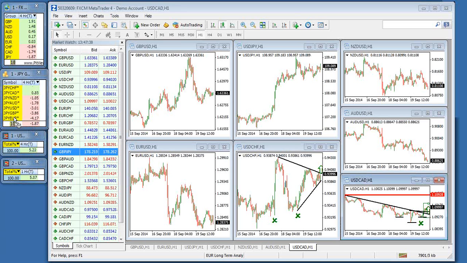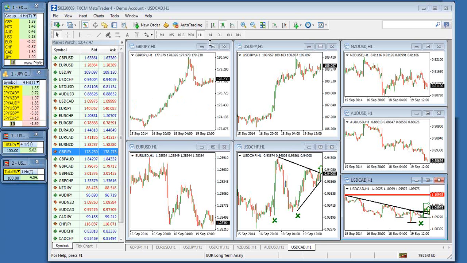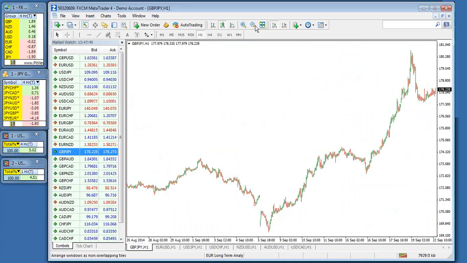contributing factors. Okay, so pound yen. Pound's near the top, yen's near the bottom. You got pound yen right here at a -3.85. Let me take a look at pound yen. This may have been the one I was looking at earlier.